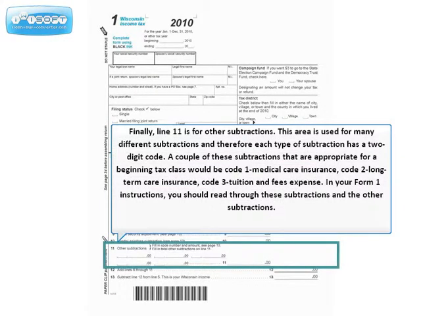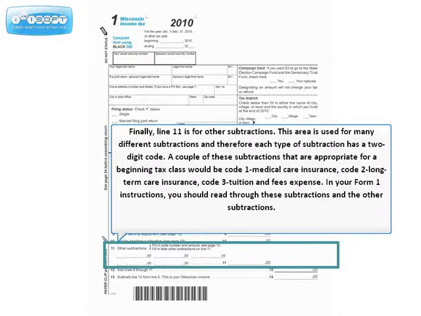Finally, line 11 is for other subtractions. This area is used for many different subtractions, and therefore each type of subtraction has a 2-digit code. A couple of these subtractions that are appropriate for a beginning tax class would be Code 1, medical care insurance, Code 2, long-term care insurance, Code 3, tuition and fees expense.